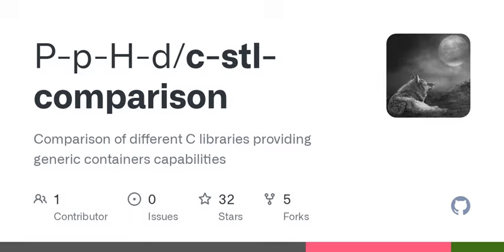Right, and the idea of generic programming in C is super interesting. How do these libraries handle types? They use various techniques like macros and void pointers. Some even have this generic mechanism. Oh, that's really interesting because macros can get a bit messy. How do these methods compare in terms of safety and usability?